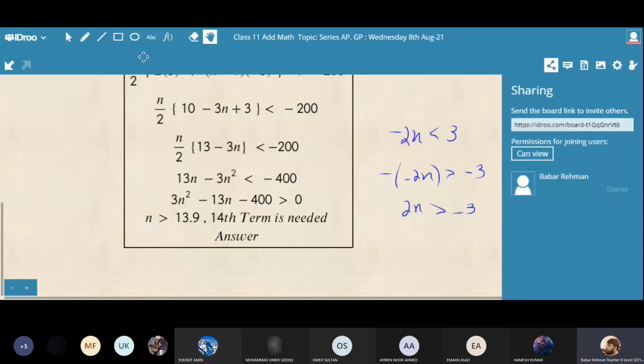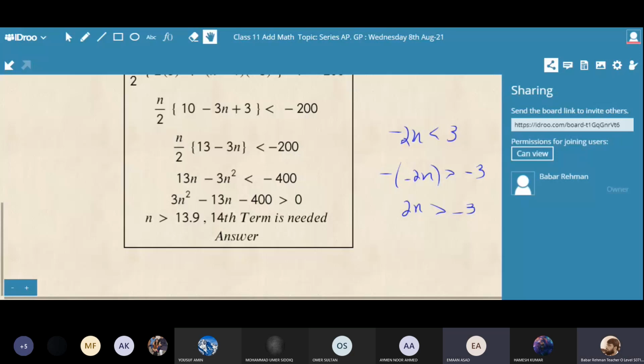To solve the quadratic equation. Hope student, you got the concept. Any problem? Yes, any problem? Can anybody tell me, so that I can start another question for GP. So can you explain the quadratic equation again? The value of n.